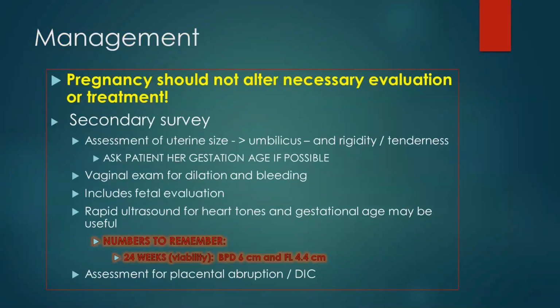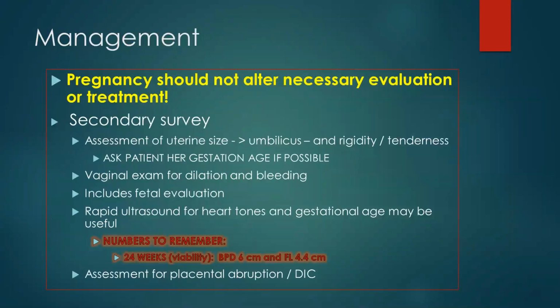If she, for some reason, is incoherent or has loss of consciousness, you want to assess the uterine size. If the uterus is anywhere near the umbilicus or above, then that gives you a sense that she may be viable. And feel the uterus. If it feels rigid or tender, that could be an early sign of an abruption or labor. And so we always say to try to do a vaginal exam.